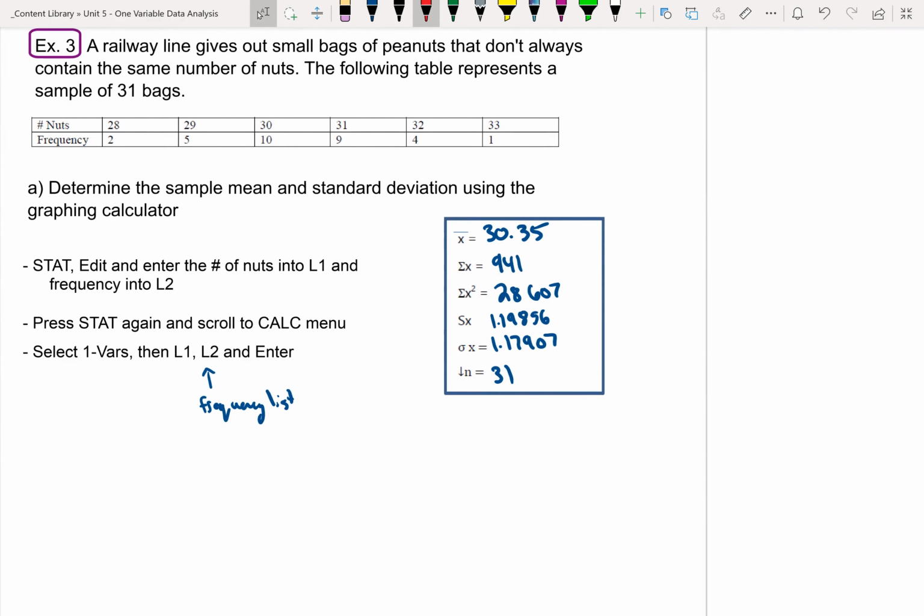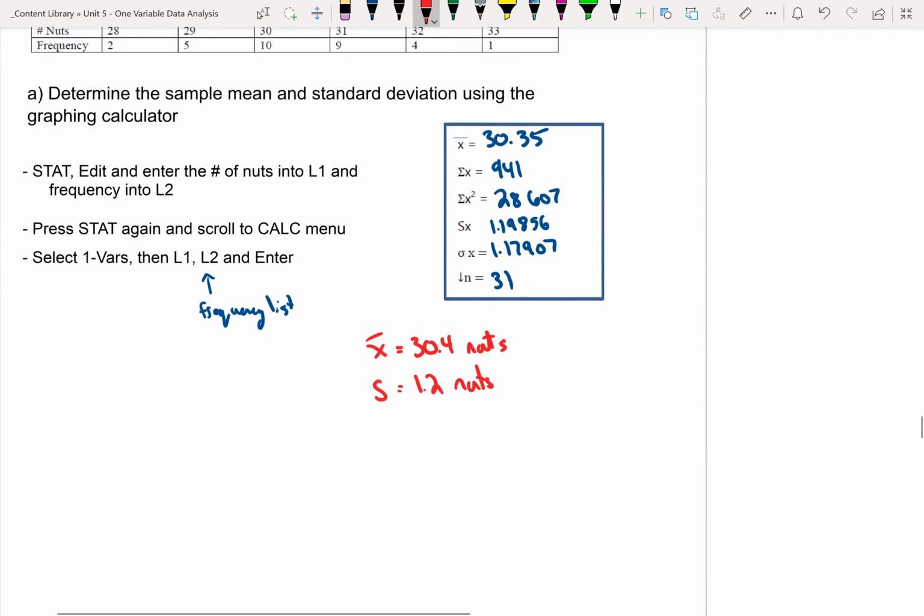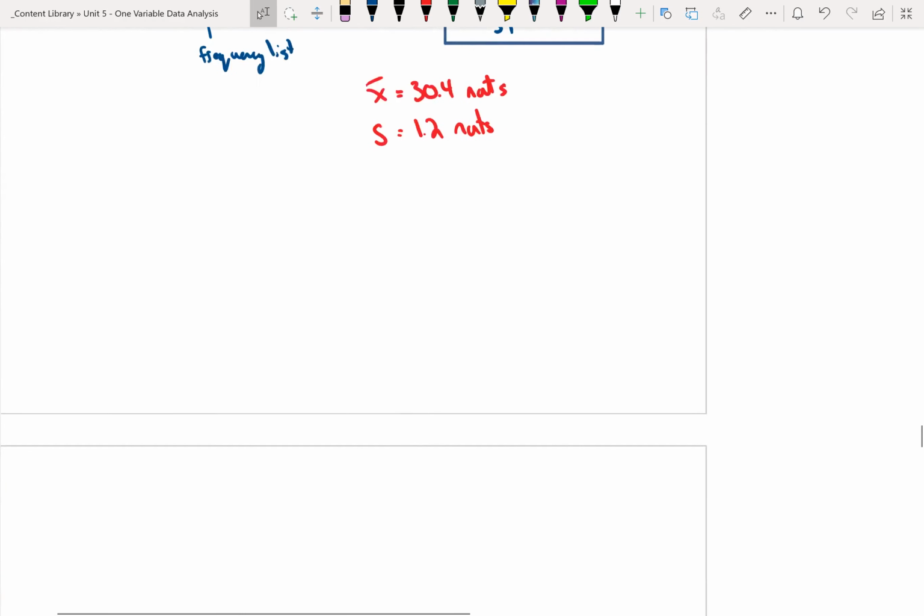So from this, we found that our mean, or our x bar, is equal to 30.41 nuts, which is good. And then we have our standard deviation, which works out to about 1.2 nuts. So with this, we can then say whether the data is spread out or not. We know the average, so we can come up with some analysis there.